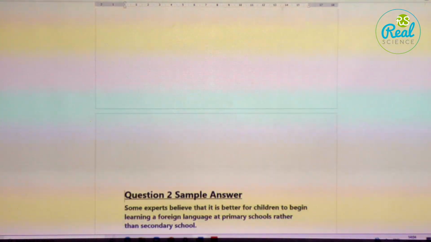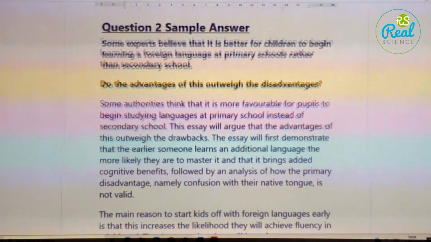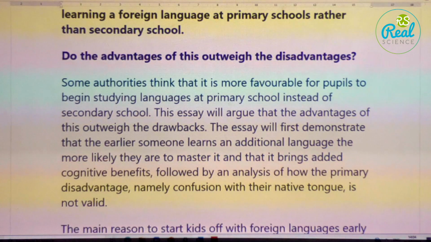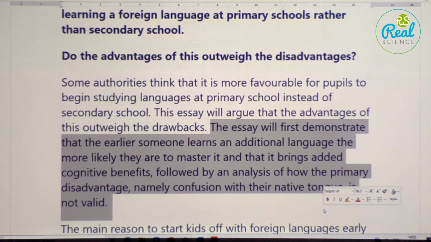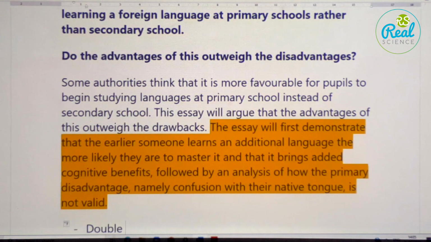Okay, now let's look at the second one. Do the advantages of this outweigh the disadvantages? So we have quite a big introduction. Read this introduction and tell me if you disagree with something here. Double thesis statement. Yes. Look how huge it is. The second one is like a B1.